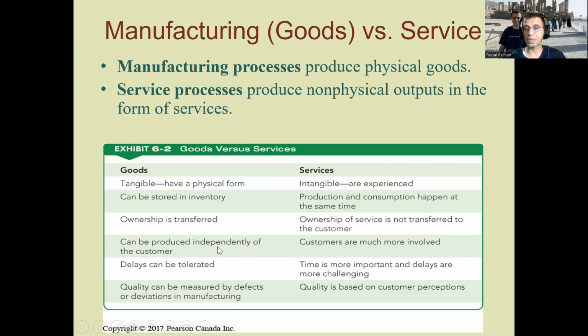Goods can be produced independently of the customer. On the other hand, customers are much more involved in service, which is done according to their request. Delays can be tolerated in goods. In service, time is more important, and delays are more challenging because delays mean expiry. Quality in goods can be measured by defects or deviation in manufacturing. On the other hand, quality in service is based on customer perception. How do they see that quality?